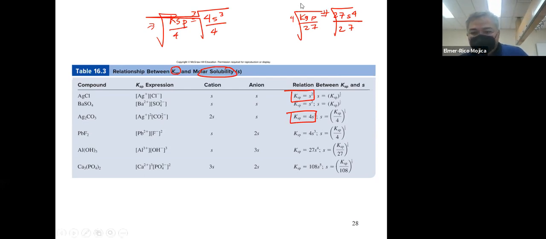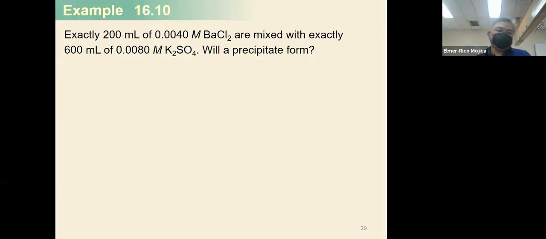Now let's go on another way wherein we're going to use the so-called Q, or the ion product. Using Q is just predicting, if you have concentrations of ions, if there will be precipitation of the given compound. So for instance, exactly 200 ml of 0.4 molar barium chloride are mixed with exactly 600 ml of 0.08 molar K2SO4. Will a precipitate form?